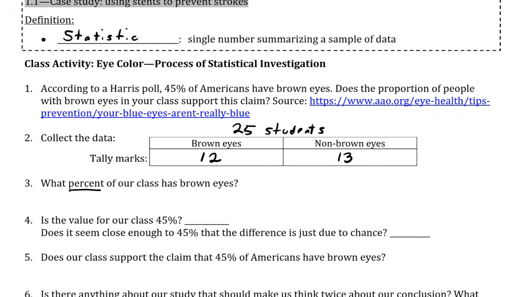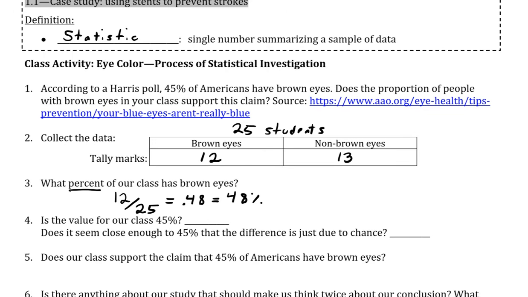To find what percent of students have brown eyes, we are simply going to take the number of students that have brown eyes, which is 12, and divide that by the number of total students in the class. 12 out of 25. If you divide those two, you get 0.48, which, when converted to a percentage, is 48%. Meaning that our class, our sample here, has 48% of students with brown eyes.